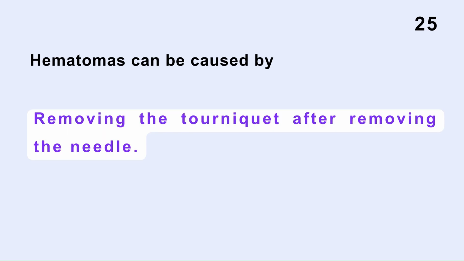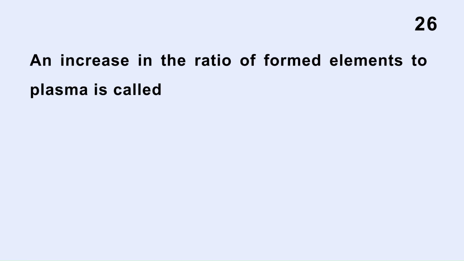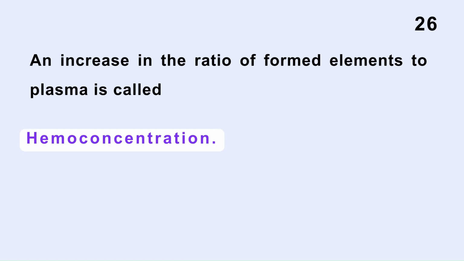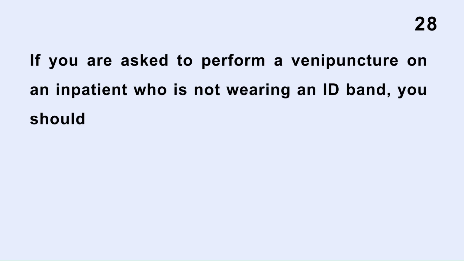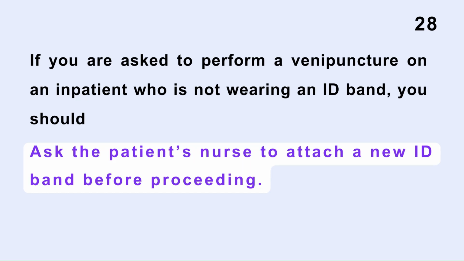Number 25. Hematomas can be caused by removing the tourniquet after removing the needle. Number 26. An increase in the ratio of formed elements to plasma is called hemoconcentration. Number 27. Small red spots on the skin are referred to as petechiae. Number 28. If you are asked to perform a venipuncture on an inpatient who is not wearing an ID band, you should ask the patient's nurse to attach a new ID band before proceeding.